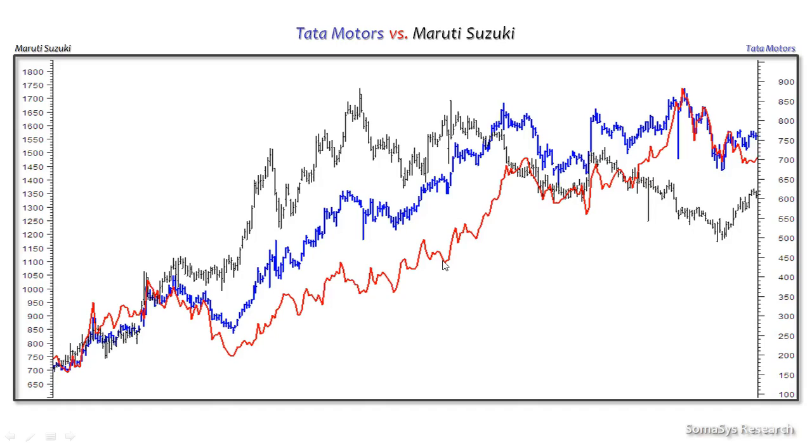This RSI line is derived when the price of Tata Motors is divided by the price of Maruti. When RSI is moving down, this would mean that Tata Motors is performing worse than Maruti. And when RSI is moving up, then it conveys that Tata is performing better than Maruti.